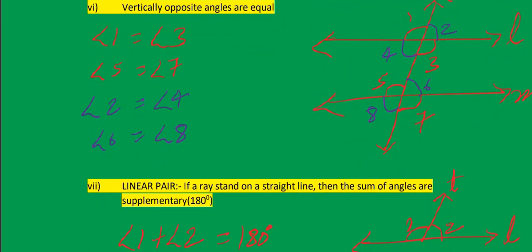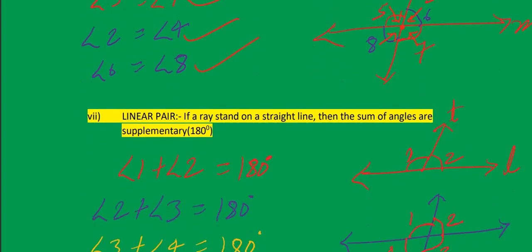Vertically opposite angles. So if I talk about the vertex, here one vertex is here and 4 angles are met. So angle 1 is opposite to angle 3. So angle 1 is equal to 3. Similarly, angle 2 is opposite to angle 4. So angle 2 is equal to 4. If I talk about the next vertex, angle 5 is opposite to angle 7. So 5 is equal to 7. And angle 6 is opposite to angle 8. So angle 6 is equal to angle 8.